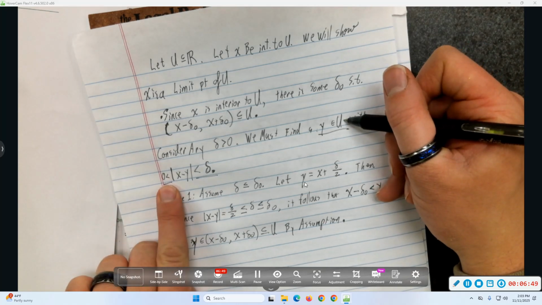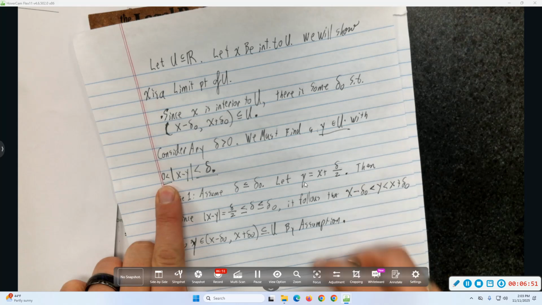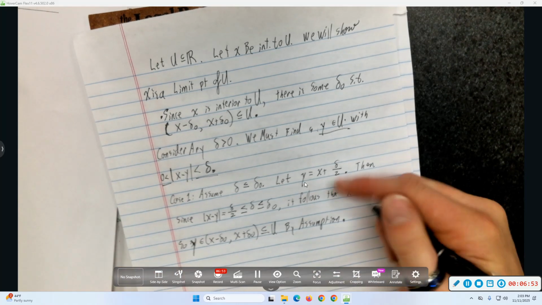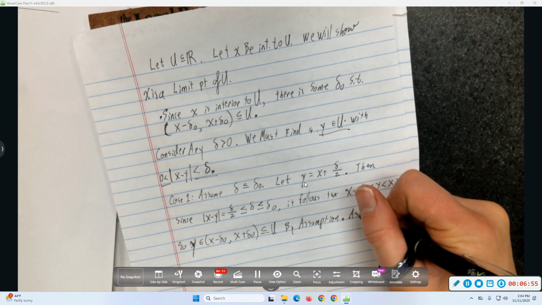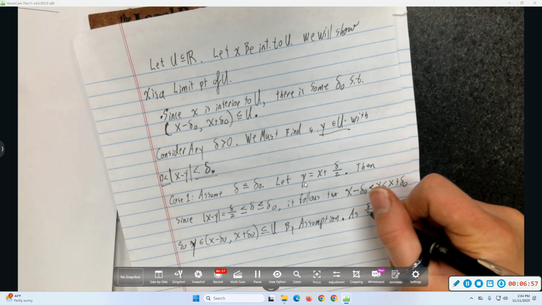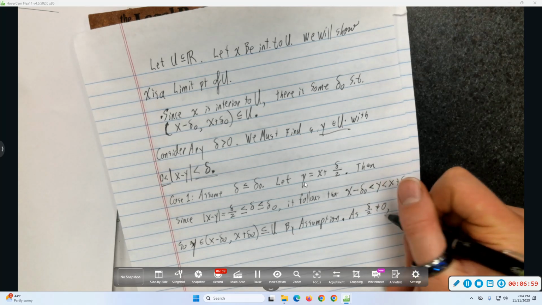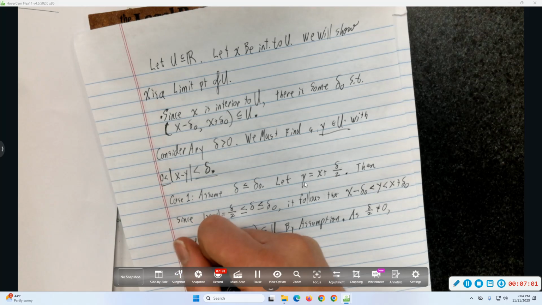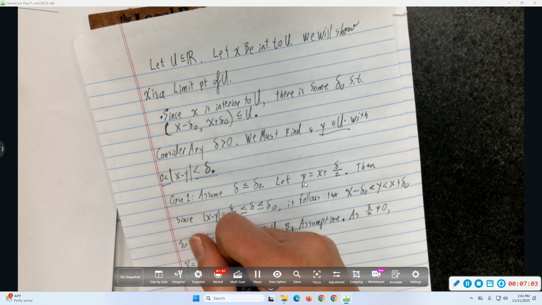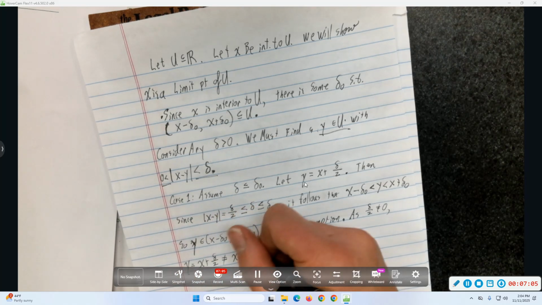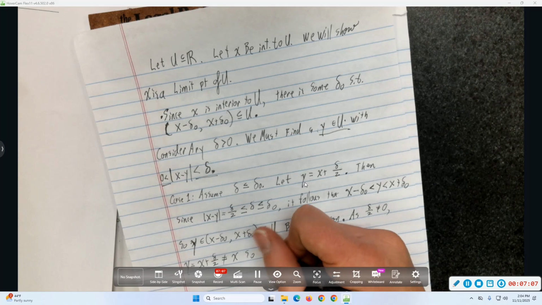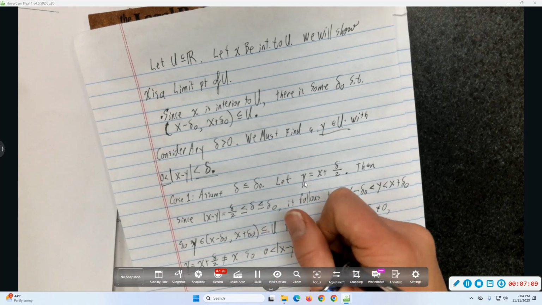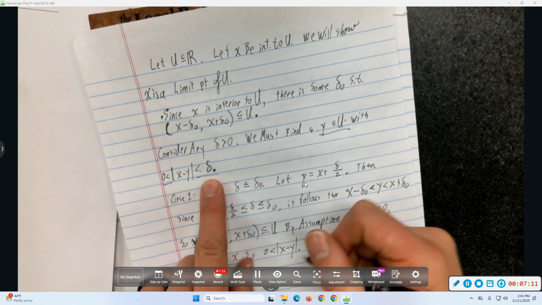Let's explain why y is not equal to x. Oh, well, that's obvious. As delta over 2 is not equal to 0, y equals x plus delta over 2 is not equal to x. So 0 is less than absolute value x minus y. I need it to be less than delta.